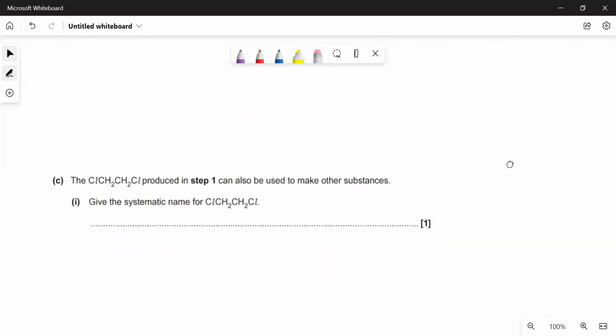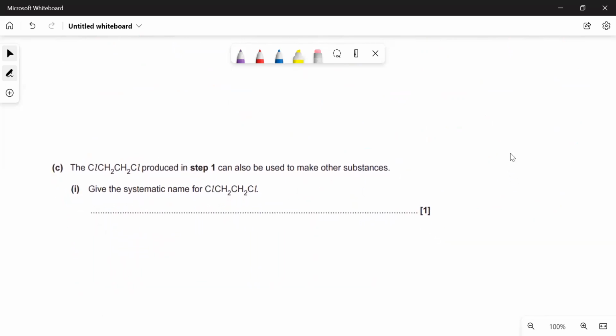Right, give the systematic name for this stuff here. Well, it's ethane, 2 carbons long, saturated. You've got 2 chlorines on it, 1 on number 1, 1 on number 2, so it's 1,2-dichloroethane.